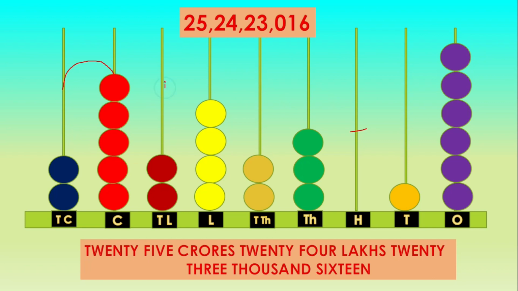Then 24 lakhs, 23,000, and at hundreds place we have no bead, so these two places are left with us, 60. So the number becomes 25 crores, 24 lakhs, 23,016. And again you can note here that the commas are after 3 digits, then the second comma is after 2 digits, and then again a comma after 2 digits, right?